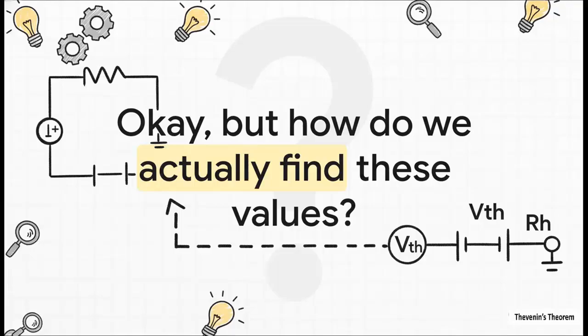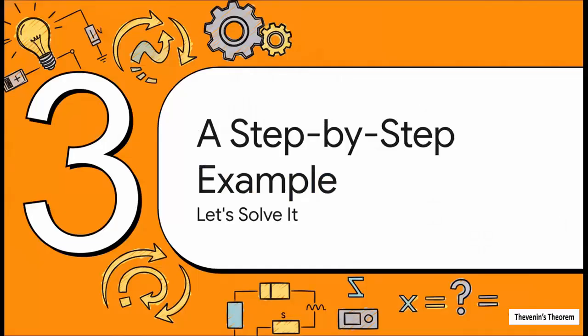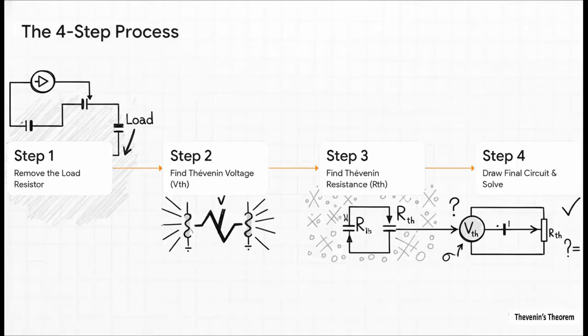All right, let's get practical. We're going to walk through a step-by-step example. This is where all the theory becomes a real tool you can actually use. So, let's solve one together. Here's our roadmap. It's a simple 4-step process. First, we'll isolate the part we care about by removing the load. Then we'll find VTH, then RTH, and finally, we'll draw our new simple circuit and get our answer.